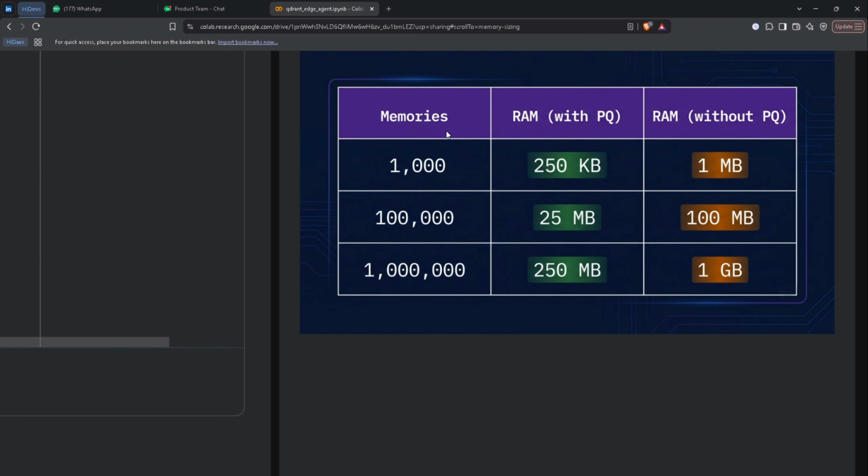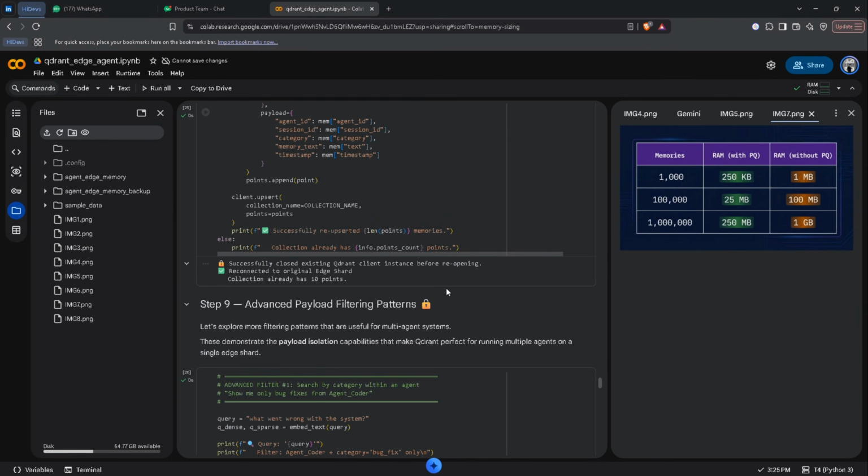Here you can see the memories, RAM with PQ and RAM without PQ. 1000 memories would be 250 KB, but without it is 1 MB. Coming to 1 lakh, that's 25 MB versus 100 MB, so one fourth. And when it comes to 1 million, it's 250 MB versus 1 GB. So that creates a vast difference.